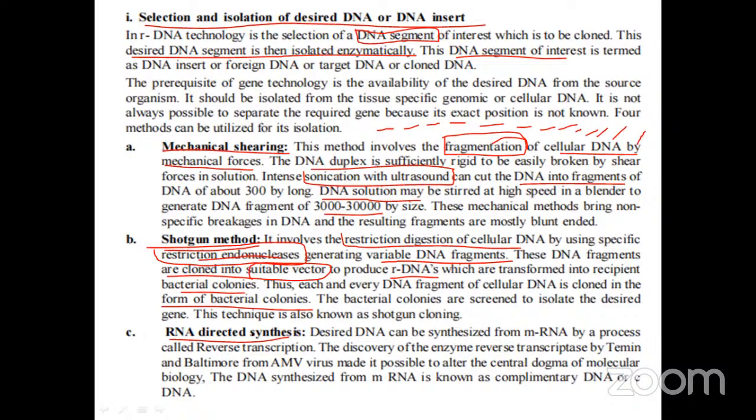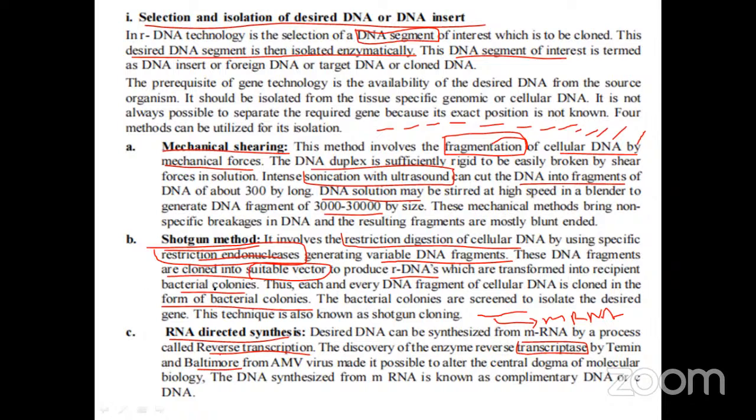In the next method, RNA directed synthesis, in a reverse process, for example, this is a mango plant's desired gene, not only the gene, for example, the mango plant DNA. From this DNA strand, in a reverse manner, we get mRNA. This process is called reverse transcription, with the enzyme reverse transcriptase involved. It was discovered by Temin and Baltimore.